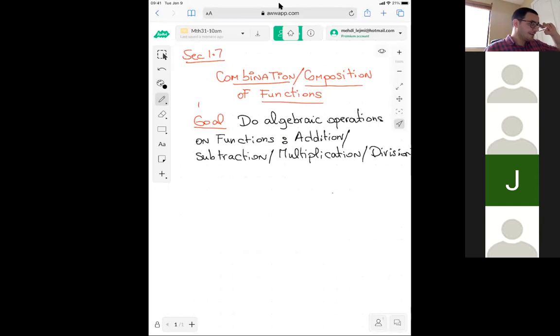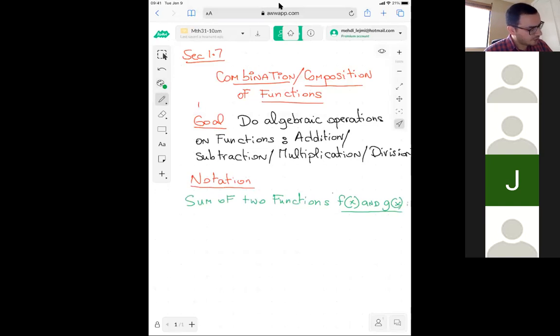So first, before the example, I have to introduce some notation. This is special notation for when you do addition or subtraction or multiplication or division on functions. For example, for the sum of two functions, let's say f of x and g of x, the notation we use is the following. We write f plus g, and then parentheses, and then x.